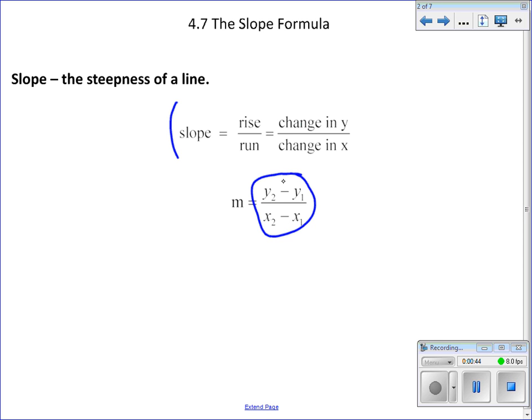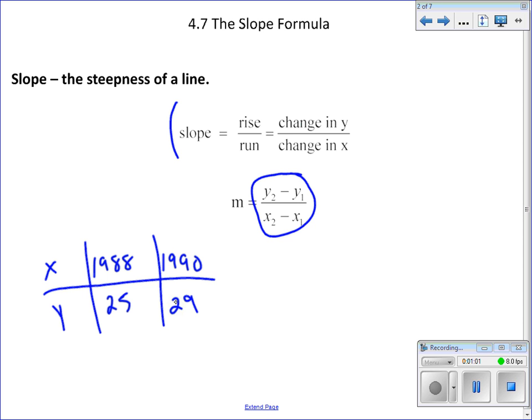So if you remember when we did rate of change and we had our years, we had something like 1988 to 1990, and it was like going from 25 to 29. And these were our y's and these were our x's. We were finding the difference of the second one minus the first one. Second one minus the first one. So essentially we were doing the same thing. We were taking 29 minus 25 over 1990 minus 1988. So rate of change and slope are pretty much the exact same thing.